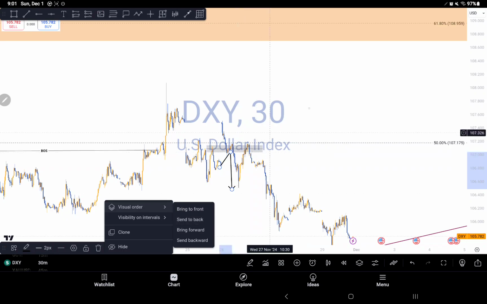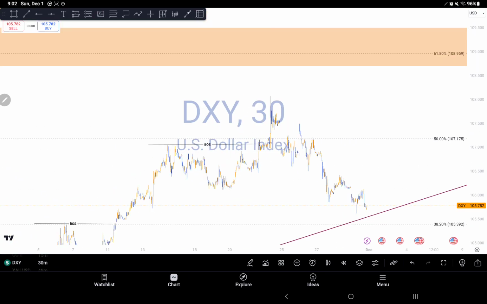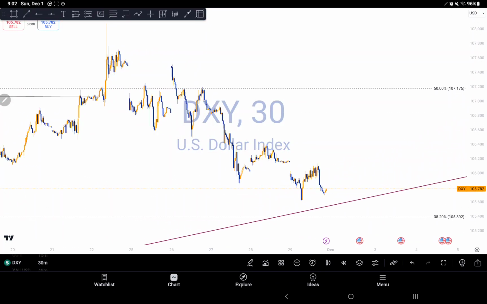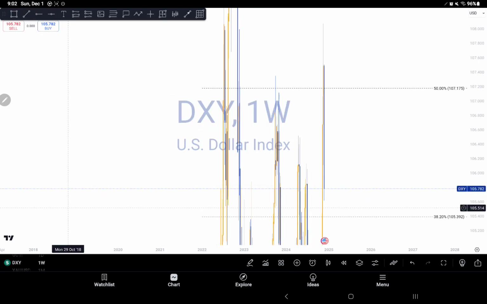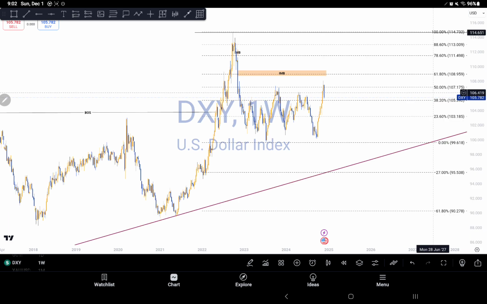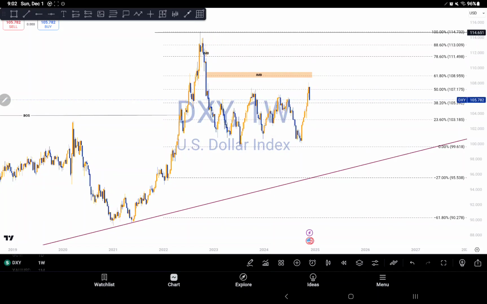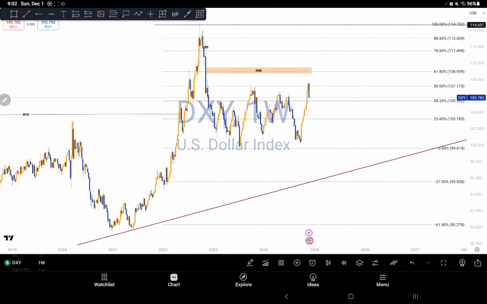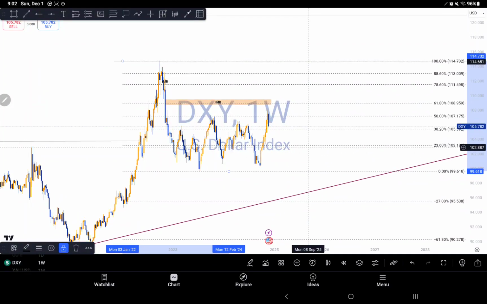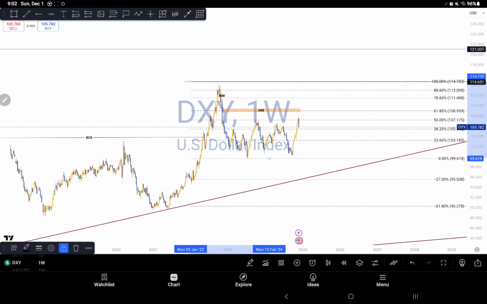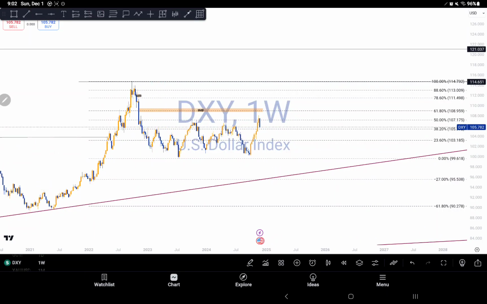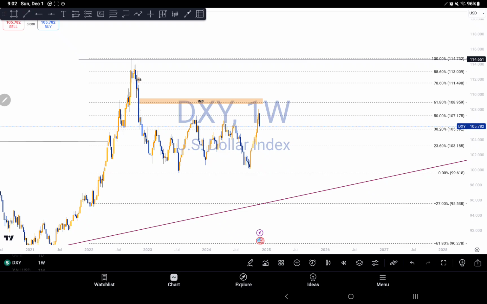So let's see. Okay, just like we like to do top down analysis, I'm going to go to the weekly time frame first, and let's see how the market is doing. As I said, we are still kind of on a downtrend on the XY, right? But that does not mean we cannot catch an uptrend based on how the market is analyzing.